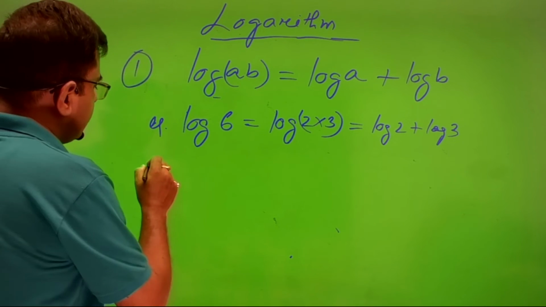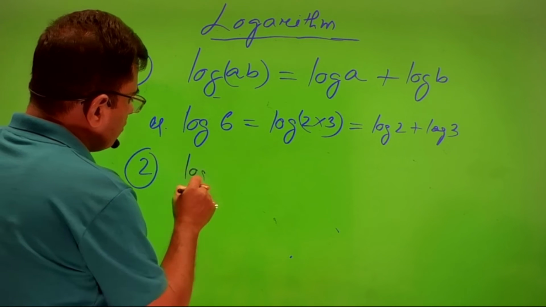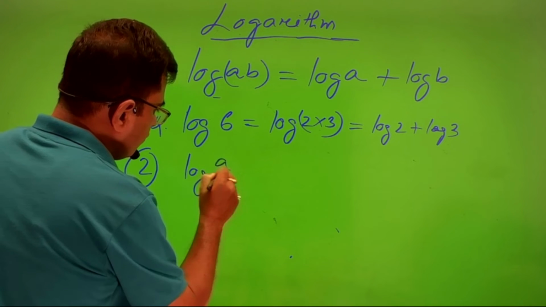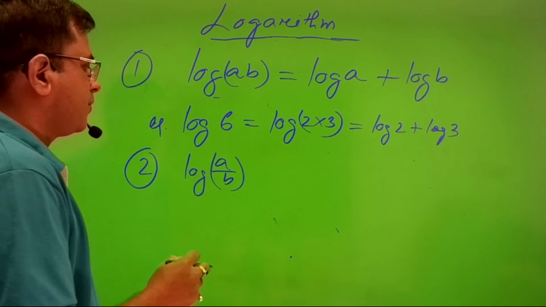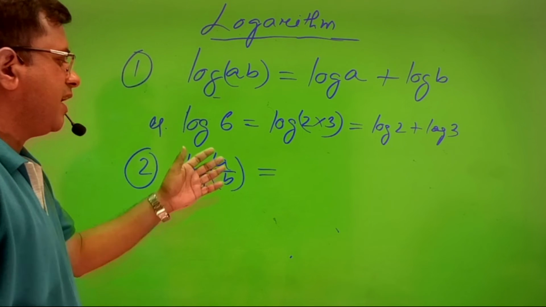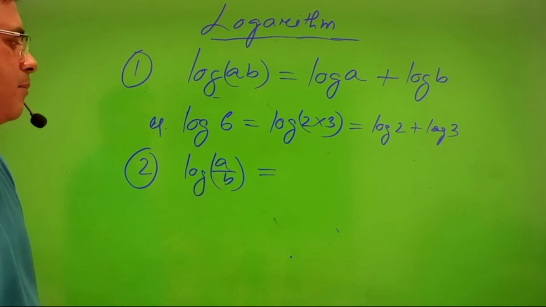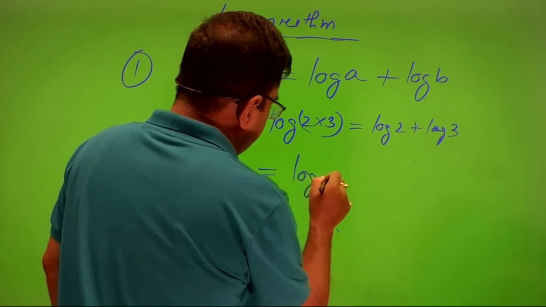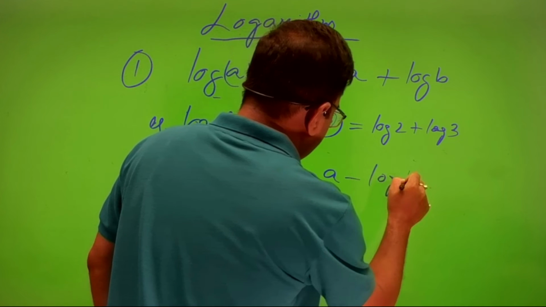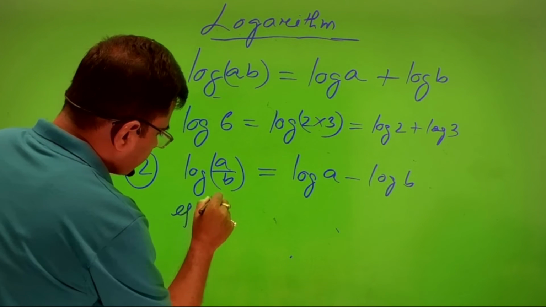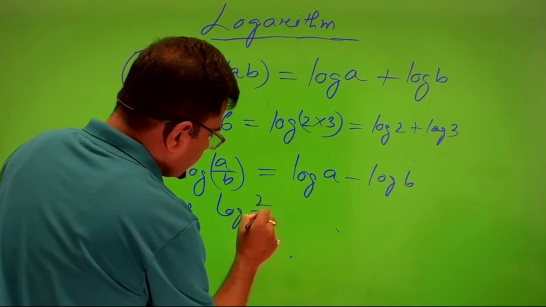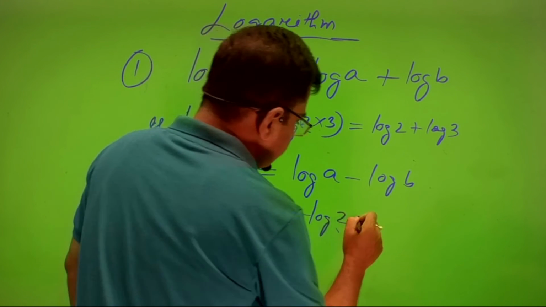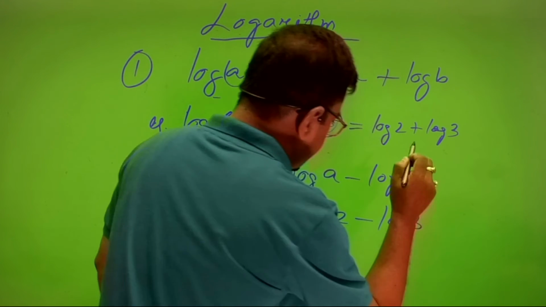The next one is the log of a by b. When we find the logarithm of a fraction, meaning a number divided by another number, this is equal to the log of a minus log of b. We can take an example. Log of 2 by 3 is equal to the log of the numerator minus the log of the denominator.